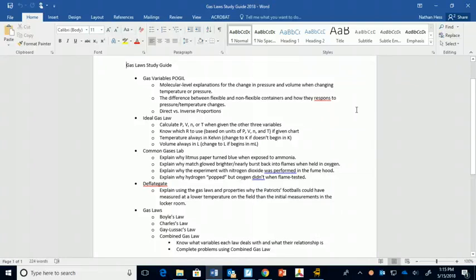Looking at this gas law study guide, I've simply gone through the assignment pieces that we've done together in the course of this unit, and what I want to make sure you understand from each of them. So the gas variables POGIL, when we looked at that, we were looking at the molecular level explanations for how changing pressure and volumes occurred in response to changing temperature or pressure.